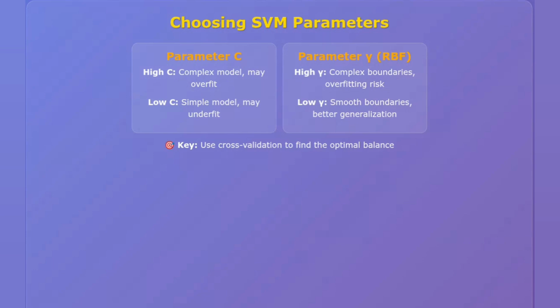For gamma in RBF kernels, high values create complex boundaries that might overfit to training data. Low values create smoother boundaries that generalize better. The key is finding the sweet spot through cross-validation.